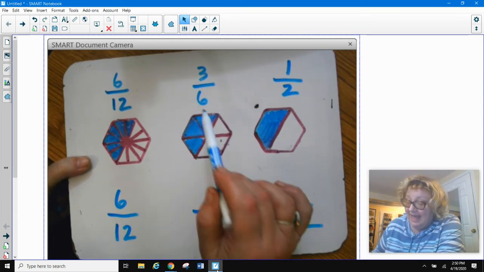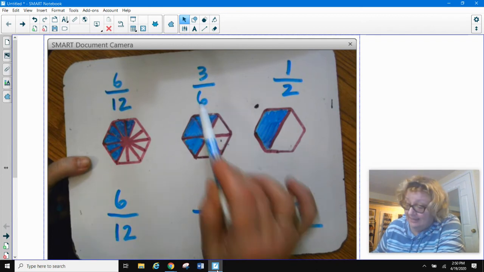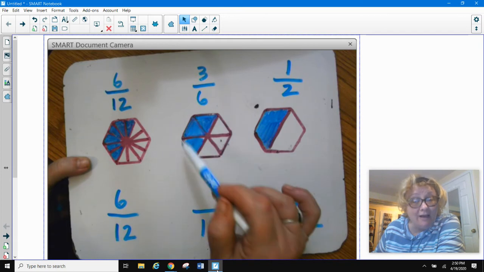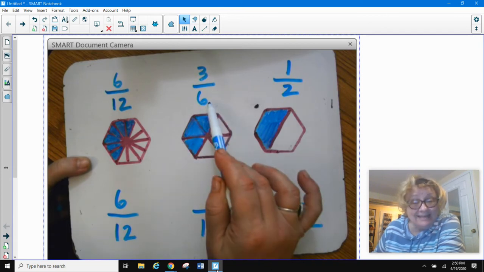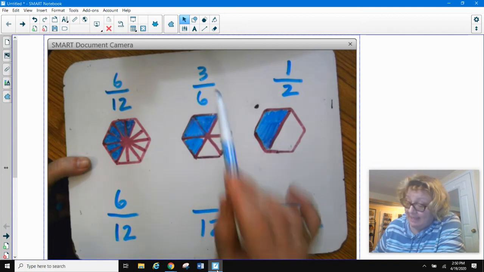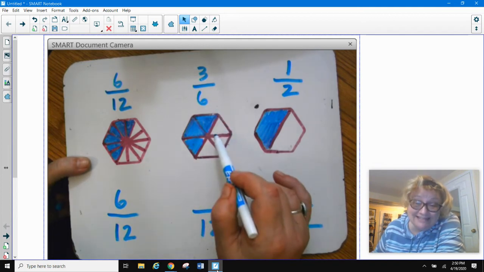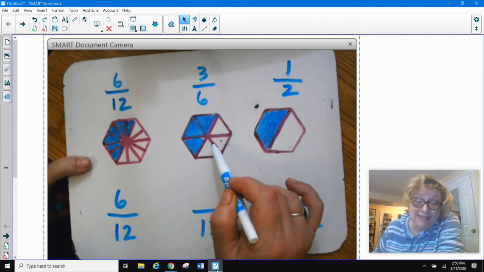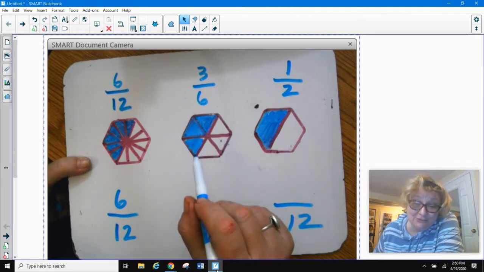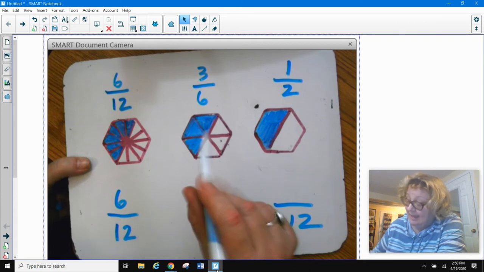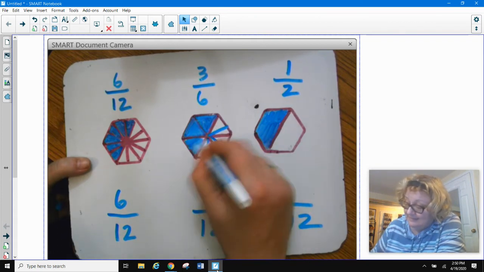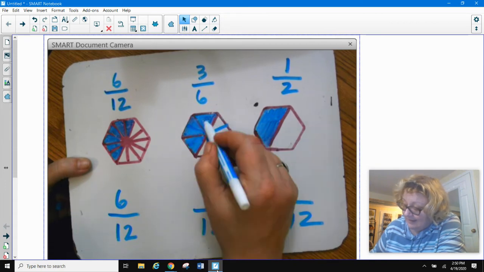So how am I going to turn these 6 pieces into 12? Well, I know to get 12 from 6, I have to multiply by 2. That means I need to take each of these 6 pieces and have them represent 2 pieces. So to do that, I have to cut them each in half. So that's what I'm going to do. I'm going to cut each of these pieces in half.